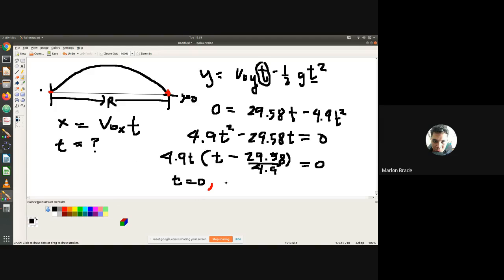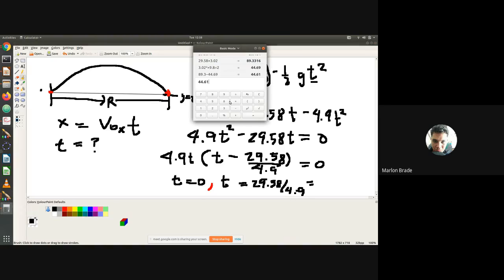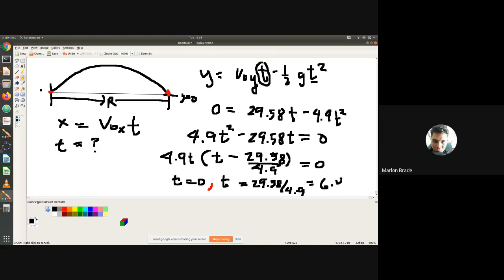So, this is t equals 29.58 divided by 4.9. Okay? So this is 6.04 seconds. So after 6.04 seconds, if this is t equals 0 where the ball starts, the ball reaches here. After 6.04 seconds, the ball is back on the ground.